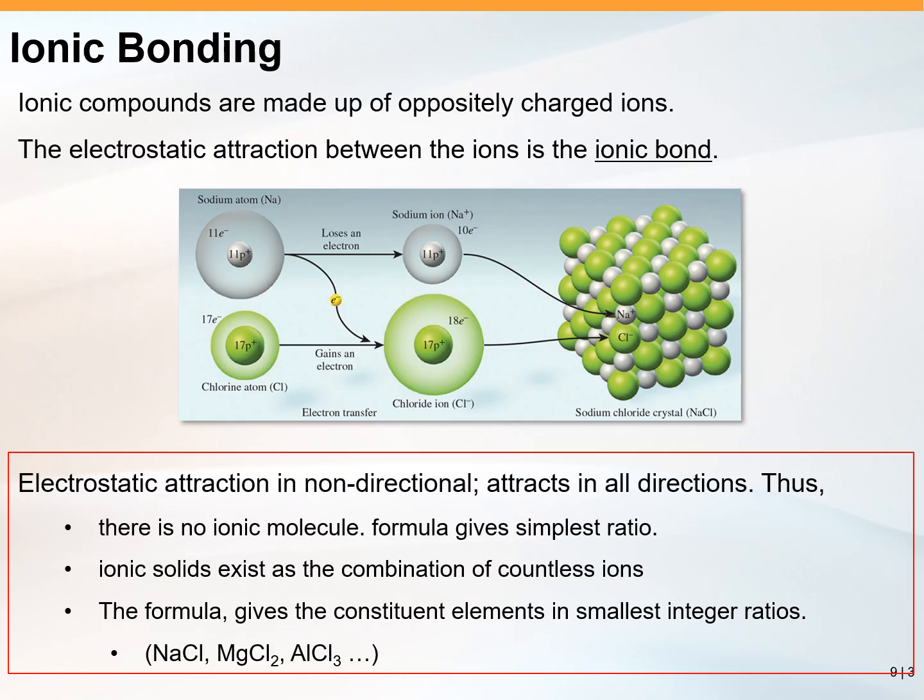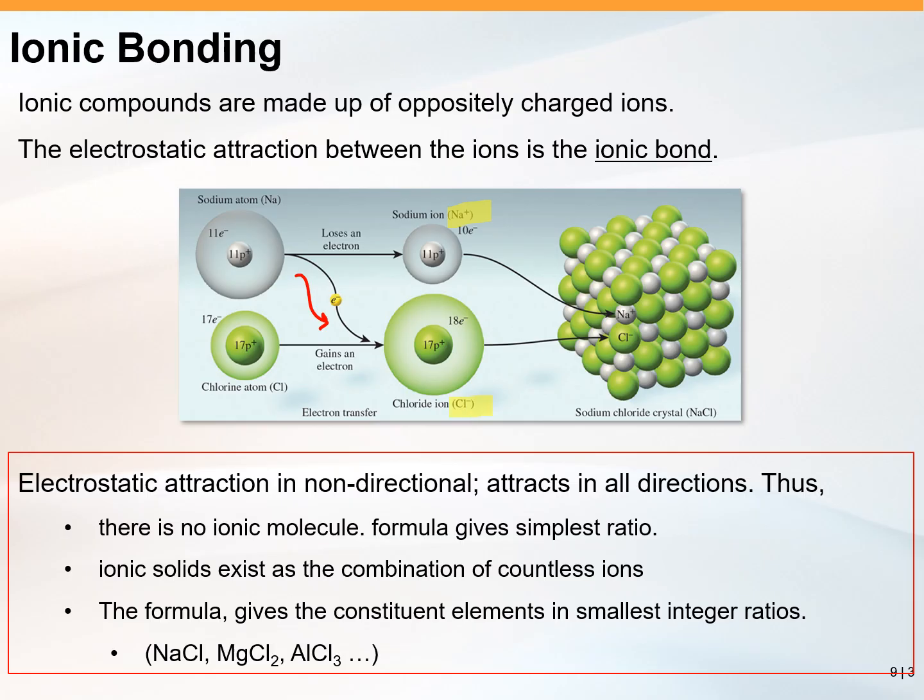Chapter 9 focuses on bonding, and the first type of bonding we'll be seeing is ionic bonding. It's a type of attraction that exists between ions. Ions are formed, as you know, with the transfer of an electron from one species to another. In this example, sodium is losing an electron to chlorine. Sodium becomes a positively charged ion, a cation, and chlorine becomes a chloride ion, a negatively charged ion.